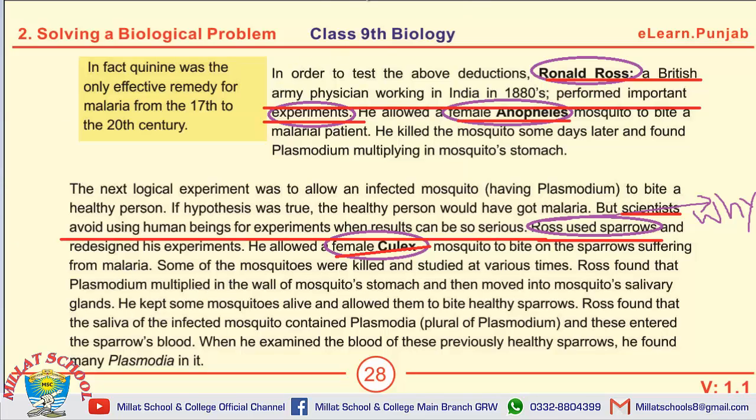The MCQs which can be selected from this page: the first one in the block, quinine was the first effective remedy for malaria from 17th to 20th century. Ross performed his experiments in 1880s. Anopheles mosquito spreads malaria in humans. Culex mosquitoes spread malaria in animals. Ross used sparrows.